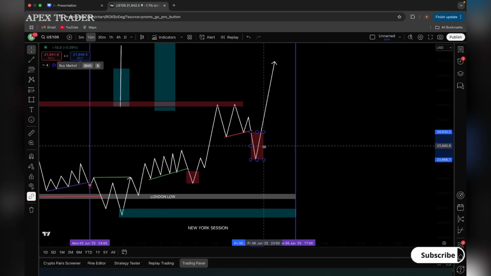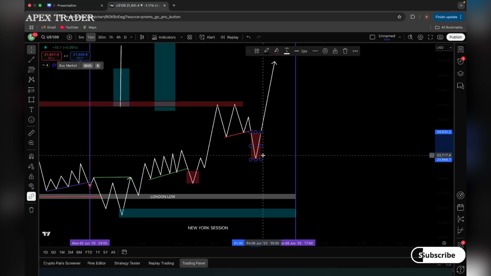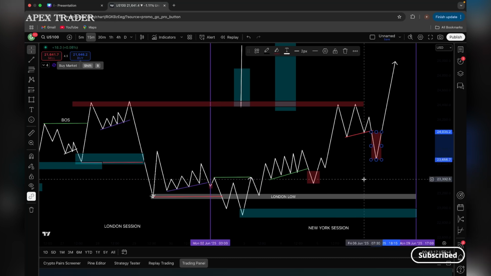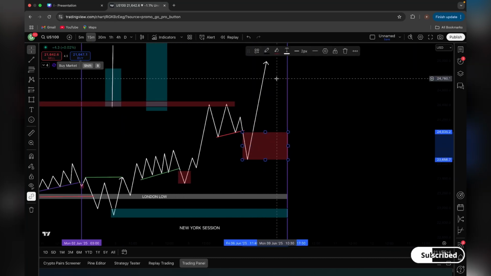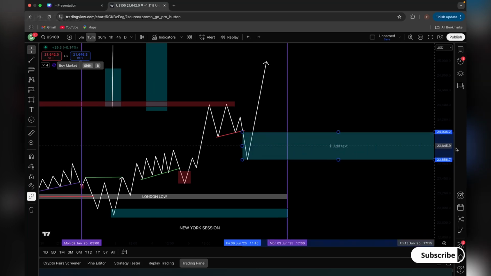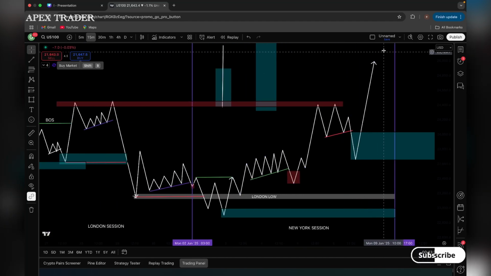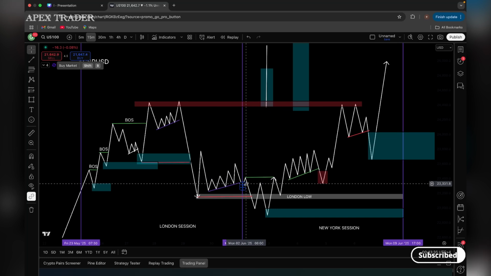Inducement. This is a good inducement. It trapped buyers and sellers. No, it trapped only sellers, by the way. So this is a medium inducement. We'll take this as a supply zone. Demand zone, sorry. Demand zone. We'll pull it. Then the market took all the liquidity and went higher. This was a simple example.